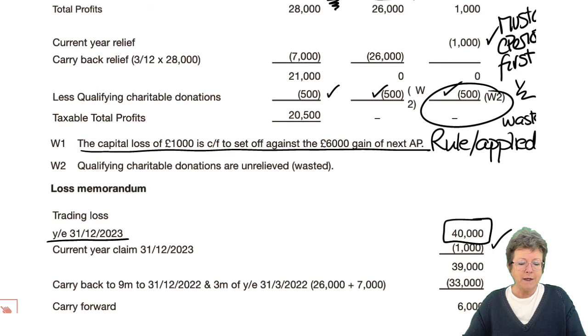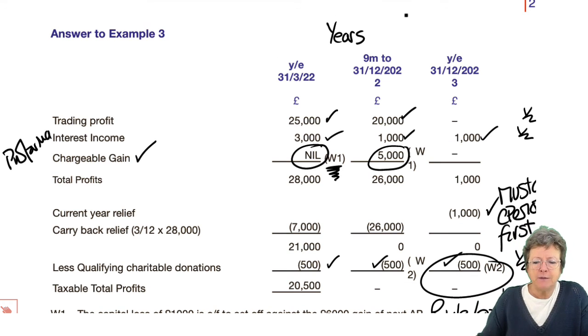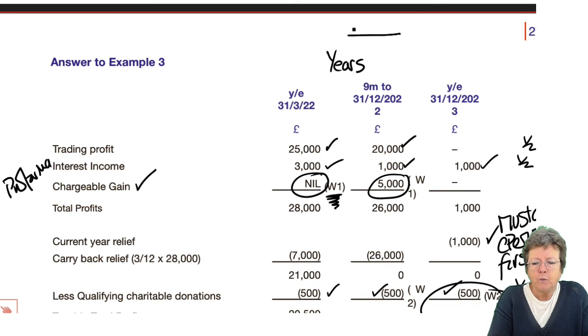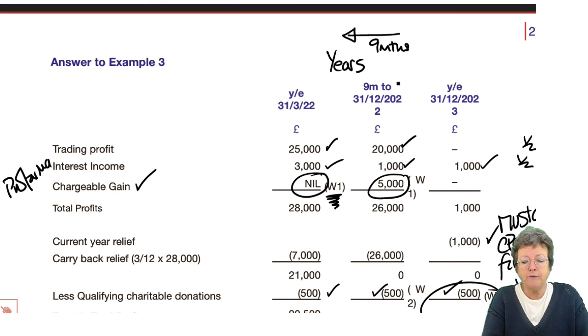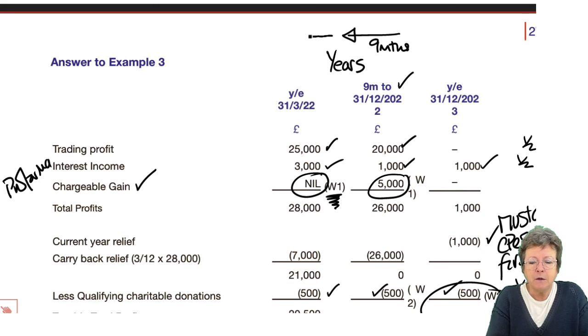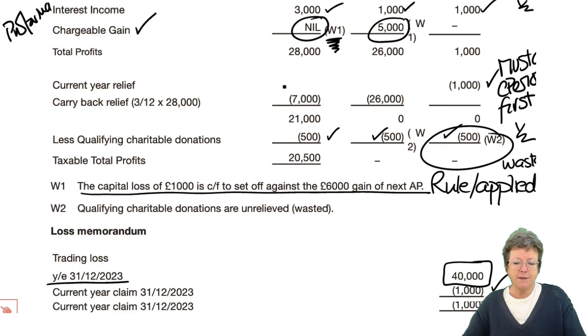Now we can then carry back. Now the rule says you can carry back 12 months. Now if we carry this back, we've only carried it back 9 months. But the rule says we can carry it back 12. So all of this can be relieved, and then we can carry it back another 3 months. Now this is a 12-month period, so it would be 3/12 of the profits that we could set it off against. Okay, so you see how that works.